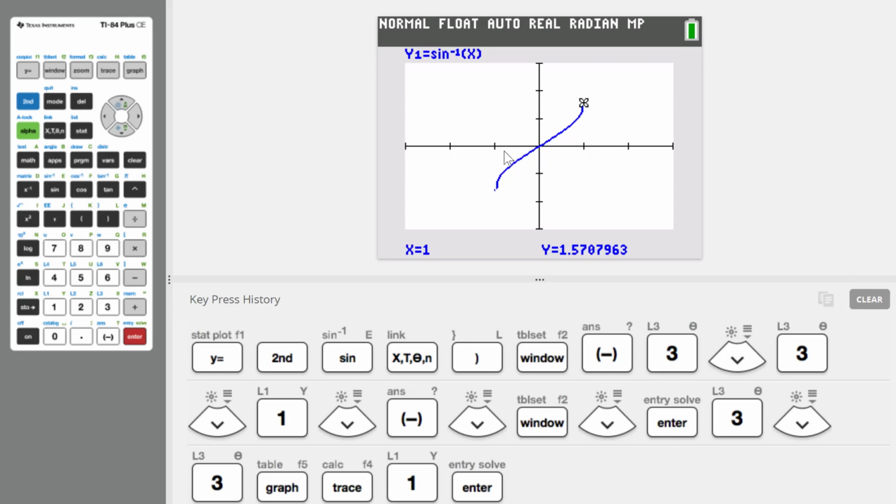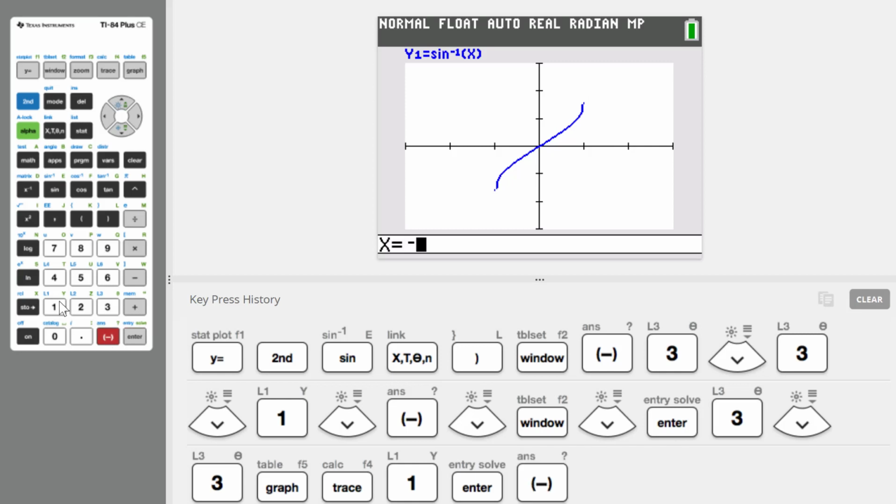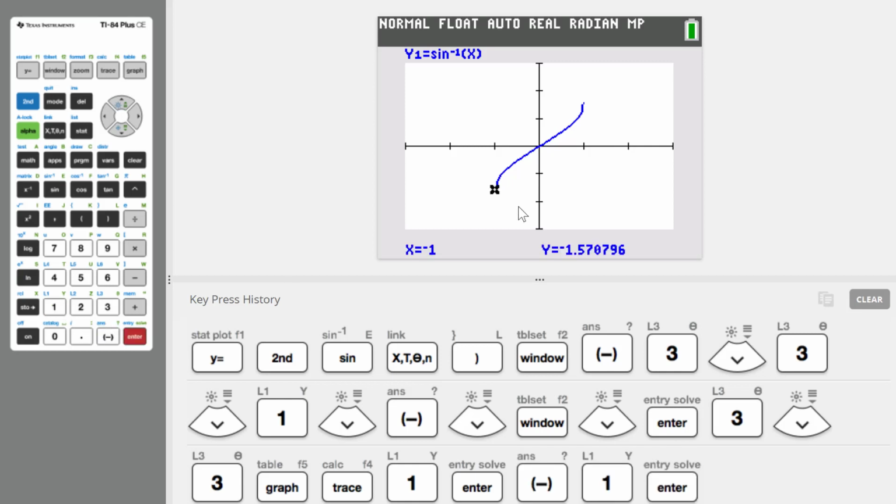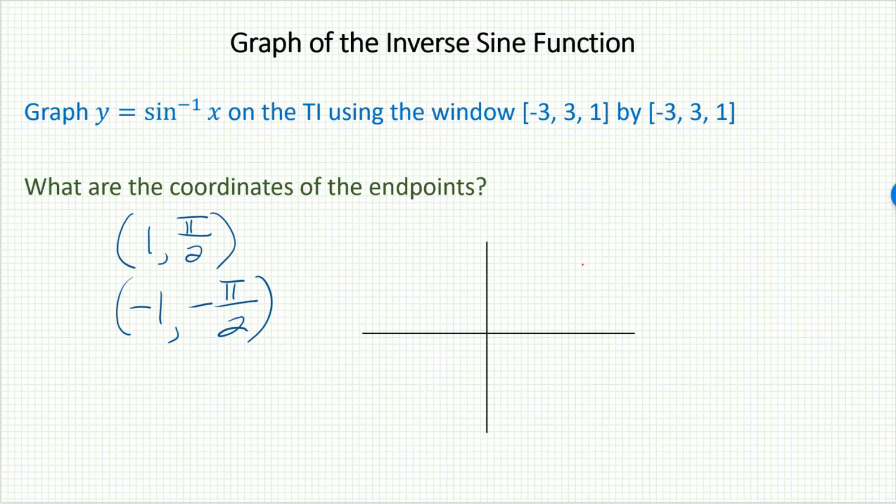On the inverse sine graph, here's the ratios, here's the angles. Well, the highest angle that inverse sine knows about is pi/2. So of course this must be the point 1 comma pi/2. If I repeat the process and type -1 in, of course it's just going to take me to -1 comma -pi/2.